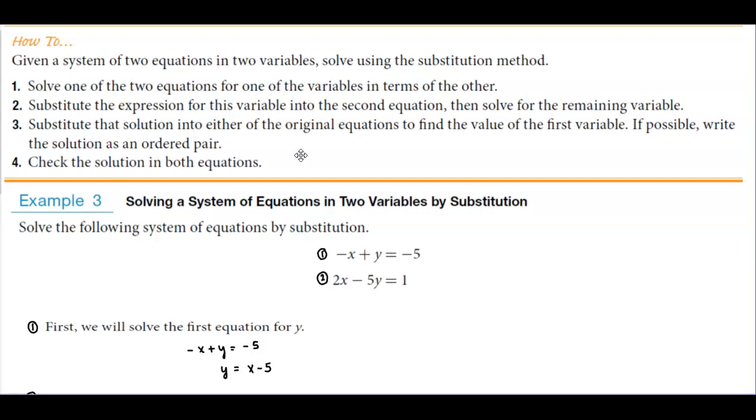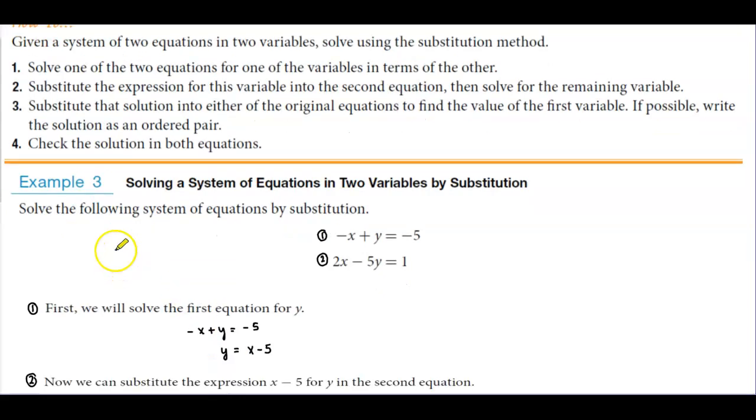remaining variable. Number 3, we're going to substitute that solution into either of the original equations to find the value of the first variable. And if possible, then we're going to write the solution as an ordered pair. And number 4, we're going to check the solution in both equations.